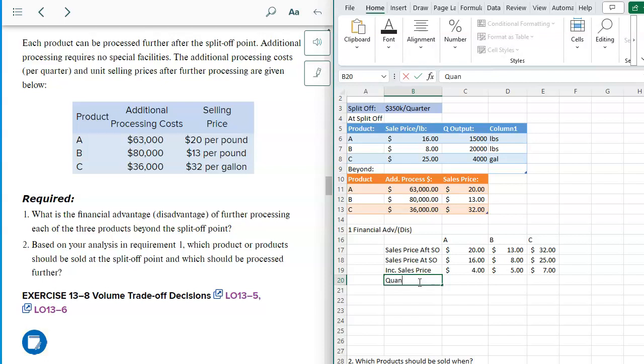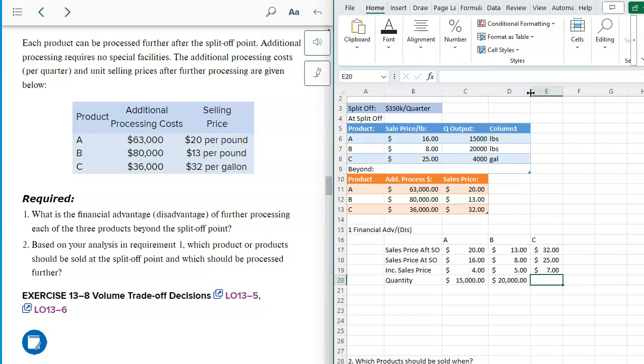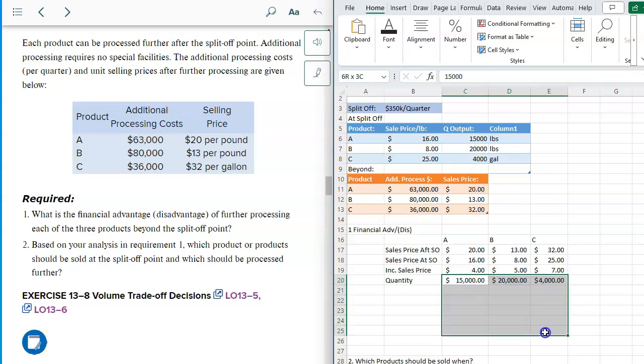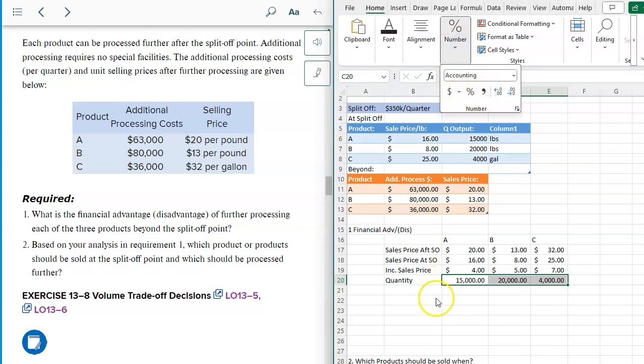quantity. And we can get that from that first table at the split-off point. Again, provided by the book. And we've got 15,000 pounds for A, 20,000 pounds for B. Yeah, those don't need to be currency. I'll fix that here in a second. And then 4,000 gallons, I believe it was, on C.